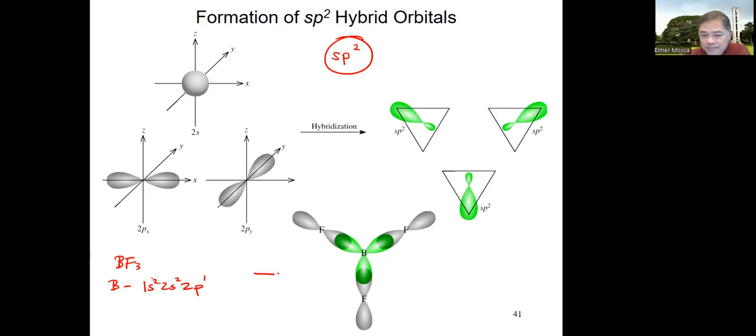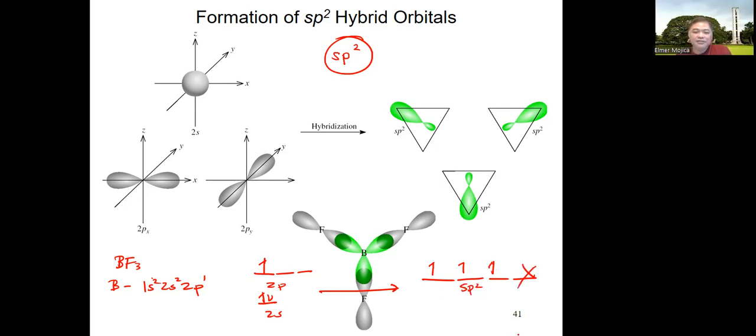So if you have 2p and 2s, so you have how many here? 1. So if you're going to promote there and mix them, ilang orbital lang yung pwedeng i-involve? Or pwedeng i-pair? Tatlo. So that means that's an sp2. So that boron form one here, and one here.